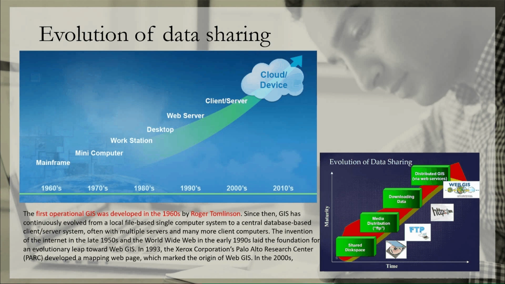Evolution of data sharing. From 1916, it has evolved up to cloud devices. So we are dealing with web servers, client servers, and cloud devices. Here also is the evolution of data sharing from hard copy format to WebGIS, the evolution over time.